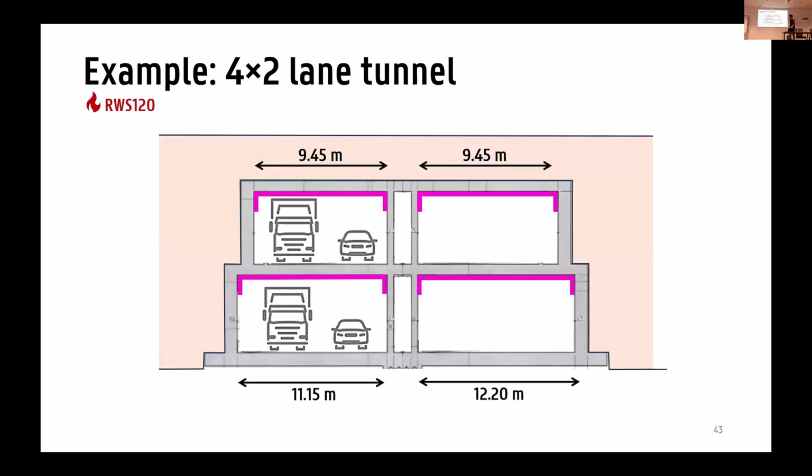I will quickly go towards a second example, which is another tunnel we also studied. It's a tunnel with two levels of traffic. There are 2 times 2 lanes of traffic stacked on top of each other. And this tunnel, as of today, is already protected. There is protection on the roof slab and also the first meter of the walls.